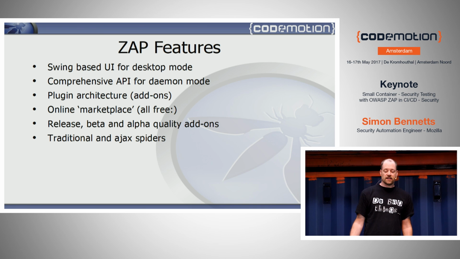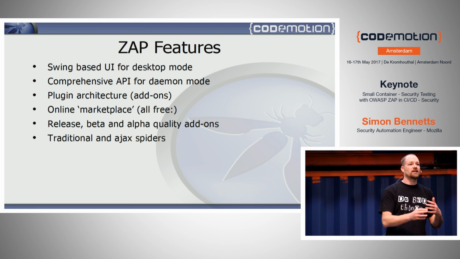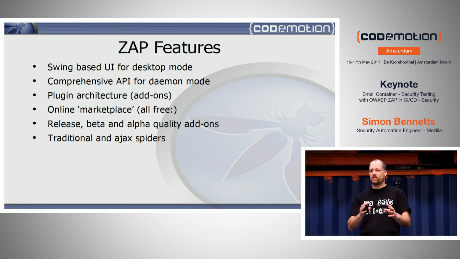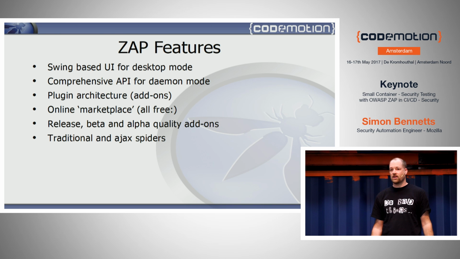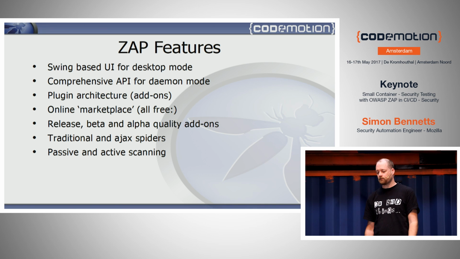For that reason, we have an AJAX Spider, which actually launches browsers, controls them with Selenium, and clicks on the elements. So that will be able to handle anything. It's just slower, because we're launching browsers and clicking on things rather than just following the links.